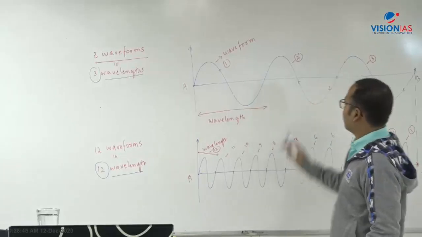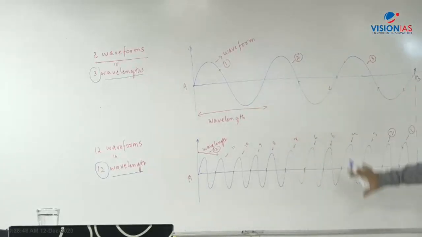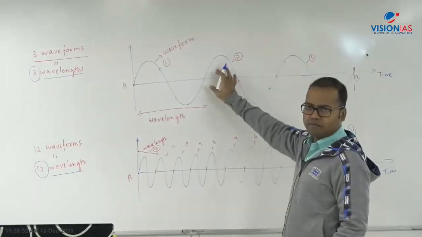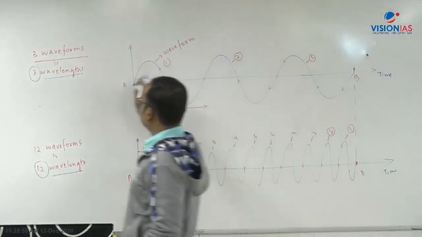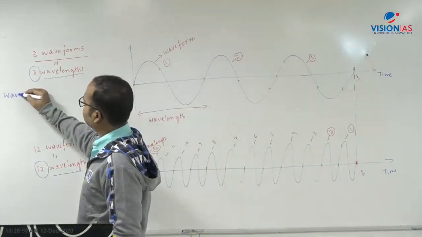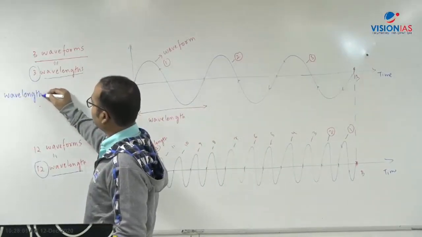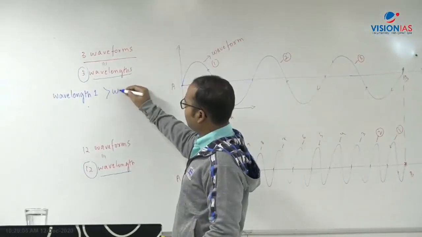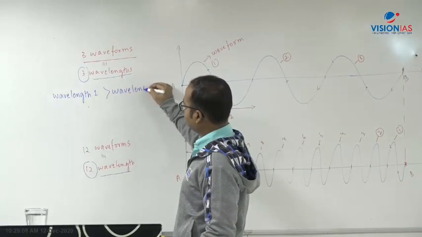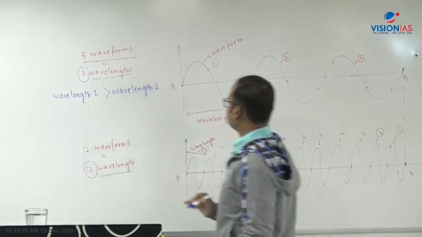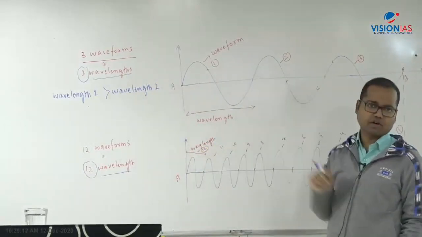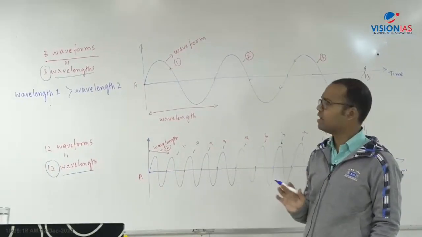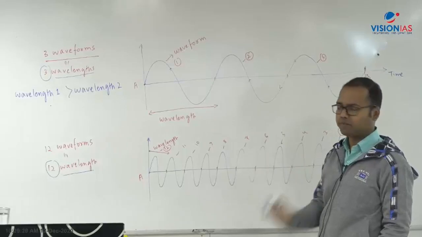Right? So from the picture you are having in front of you, you can clearly say that the wavelength of the first event, this one, is greater than the wavelength of the second event. This wavelength is smaller than this, or not? Yes? This wavelength is smaller than this wavelength. So I can clearly say wavelength of 1 is greater than wavelength of 2.